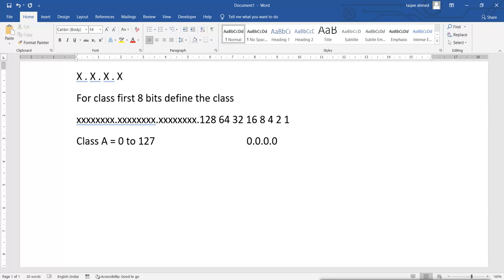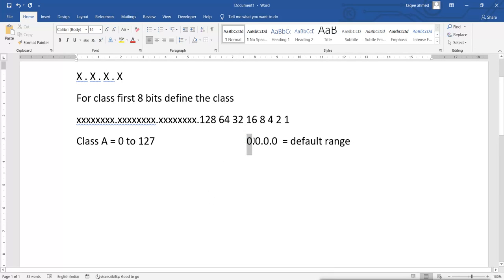So actually the range which is 0 is not usable. It is called the default range. Because we can't use it, it is reserved. Why can't we use it? Because the first part itself is 0, the network part itself is 0. So when the network part itself becomes 0, we cannot use it. So this one we can't use.